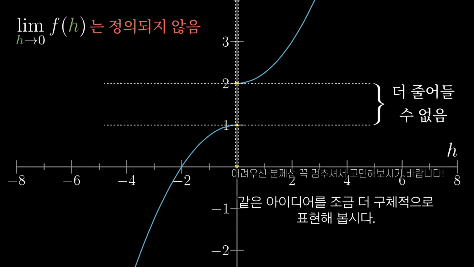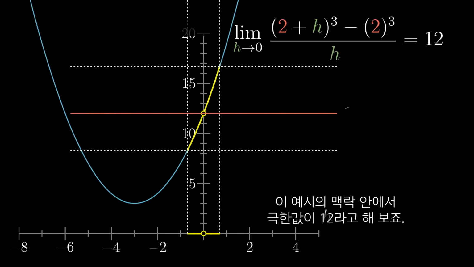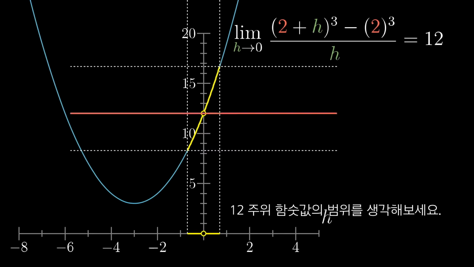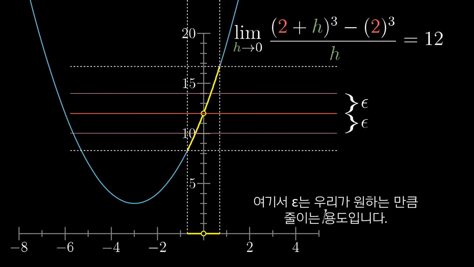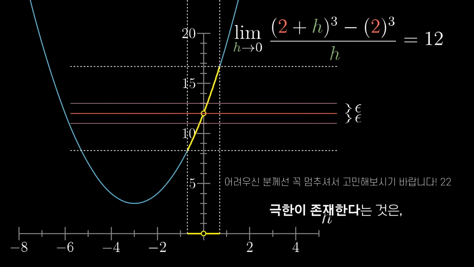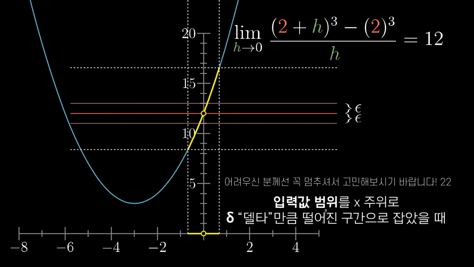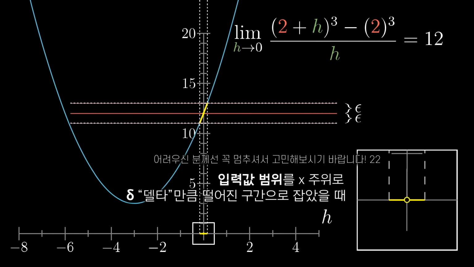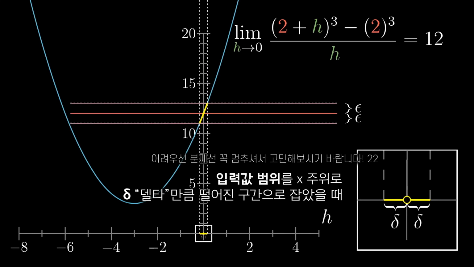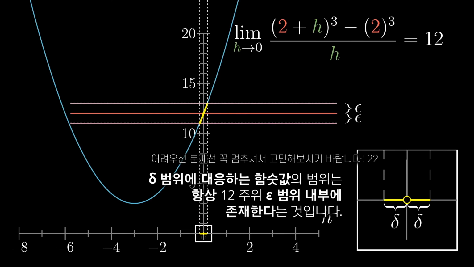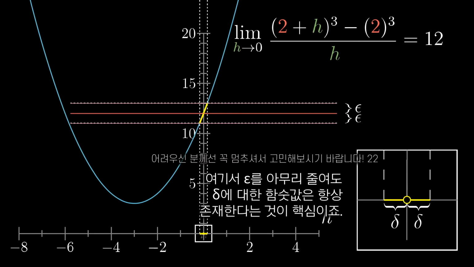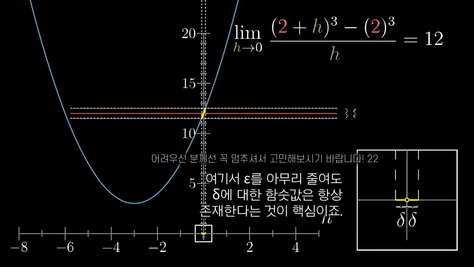Let's phrase that same idea, but a little more precisely, maybe in the context of this example where the limiting value was 12. Think about any distance away from 12, where for some reason it's common to use the Greek letter epsilon to denote that distance. And the intent here is that this distance epsilon is as small as you want. What it means for the limit to exist is that you will always be able to find a range of inputs around our limiting point, some distance delta around 0, so that any input within delta of 0 corresponds to an output within a distance epsilon of 12. And the key point here is that that's true for any epsilon, no matter how small. You'll always be able to find the corresponding delta.